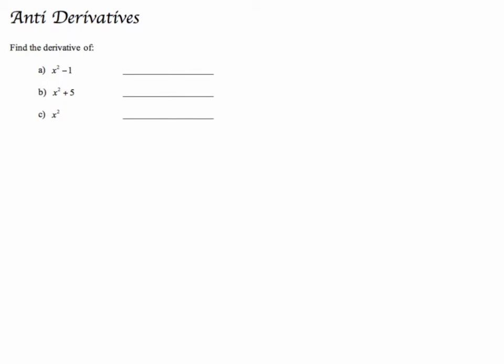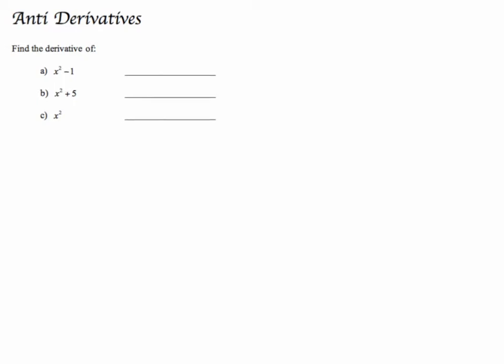Antiderivatives. In calculus, you become very good at taking the derivatives of certain functions. So if I was to take the derivatives of these functions below, x squared minus 1, x squared plus 5, and x squared plus c, they'd all have the derivative of 2x. But what we want to do in this lesson is explore how to go in the reverse: given the derivative, what was the initial function? And that's called the antiderivative.